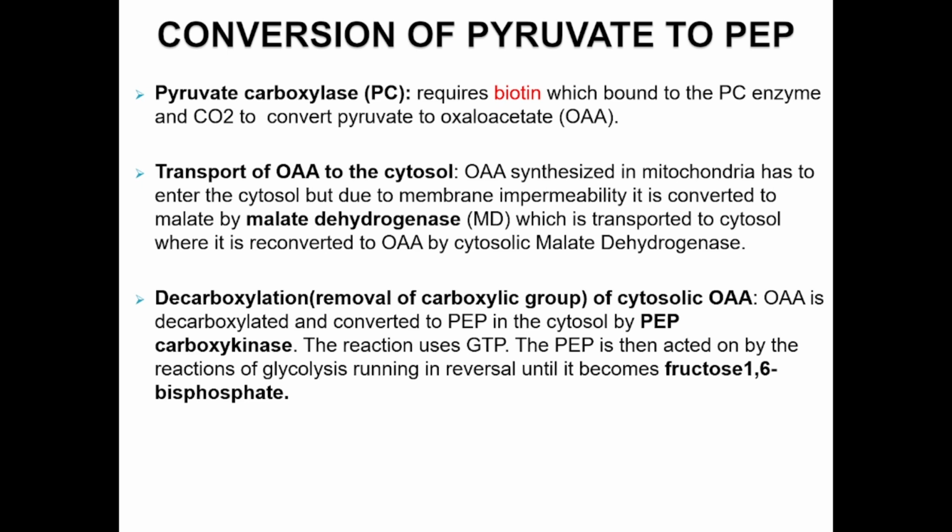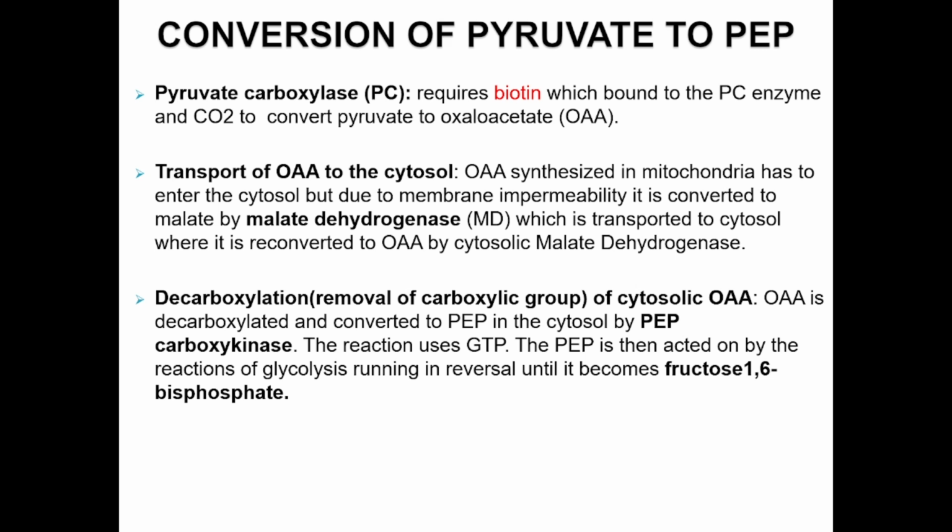So it is transported to the cytosol, where it is reconverted again by cytosolic malate dehydrogenase. So you need two malate dehydrogenases, one in the mitochondria and one in the cytosol. The one in the mitochondria will convert the oxaloacetate to malate. Then the malate will cross the membrane to the cytosol. And then you will convert it back to oxaloacetate. And then oxaloacetate, under a decarboxylation reaction with phosphoenol pyruvate carboxykinase, will be converted to phosphoenol pyruvate.